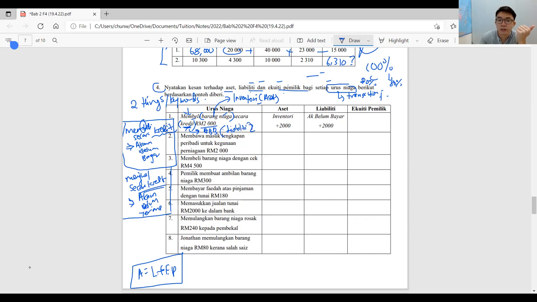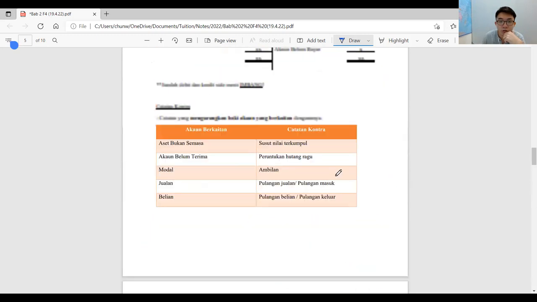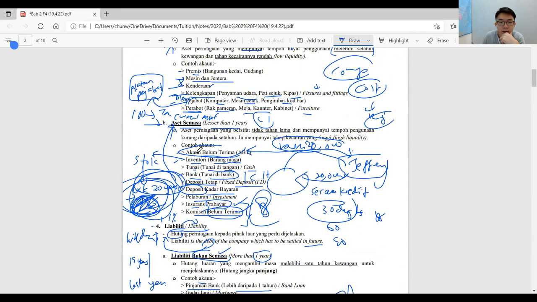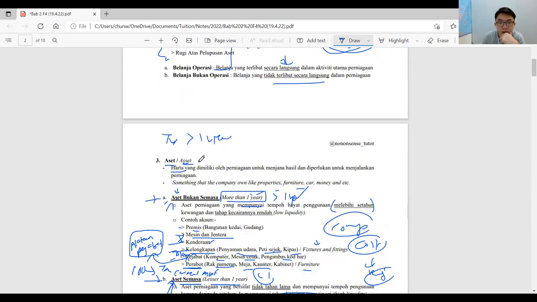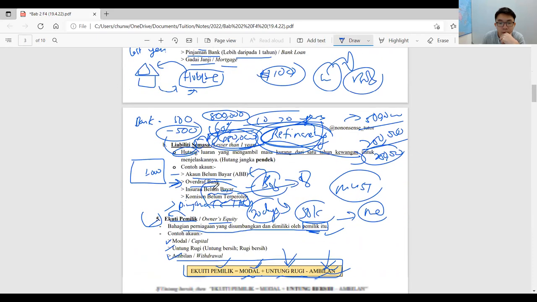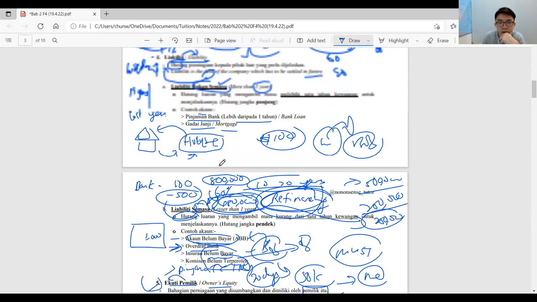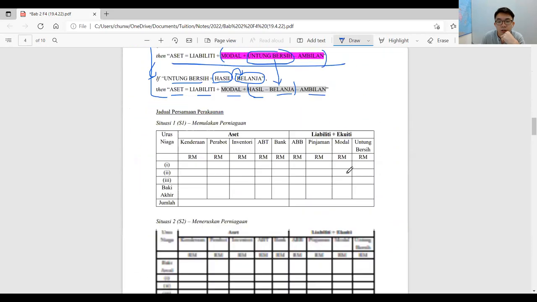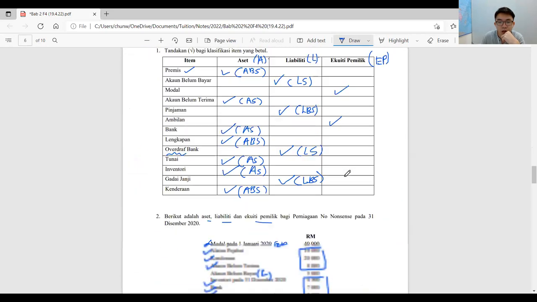Alright, so all this inventory, ABB I already given you. So it's here in your nota. So if you check back, inventory, inventory is kat mana? Under asset. If you say account belum bayar, mana account belum bayar? Ah, sini account belum bayar is under your liability. You see it? Alright, so next. Now, you have to ask yourself.